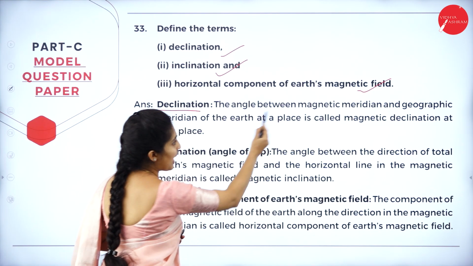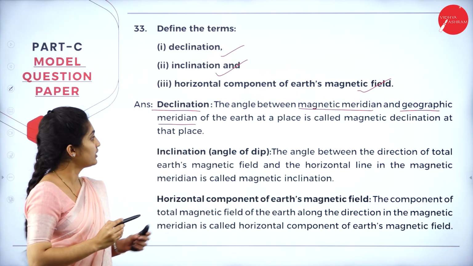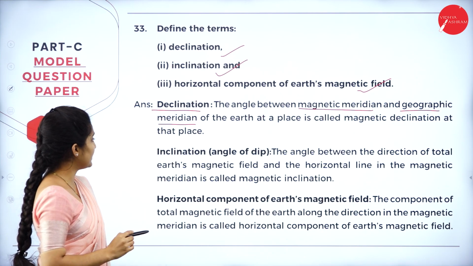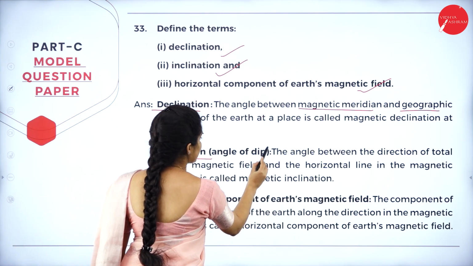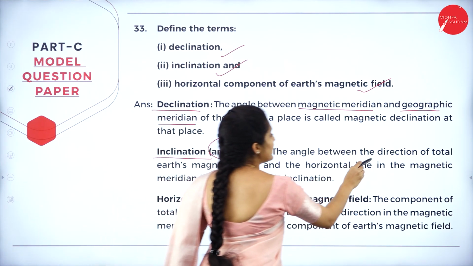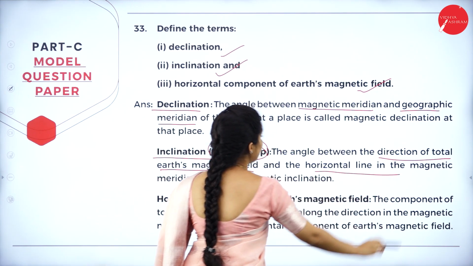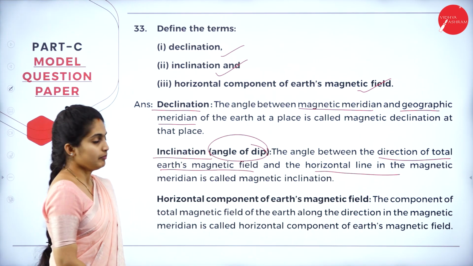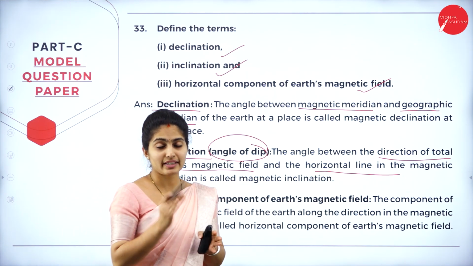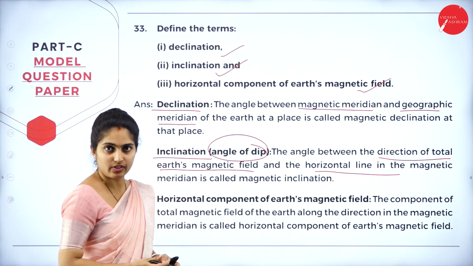Declination: the angle between magnetic meridian and geographic meridian of the earth at a place is called magnetic declination. What is inclination? Inclination is also known as angle of dip. That is the angle between direction of total Earth's magnetic field and horizontal line in the magnetic meridian, called the magnetic inclination. All these are done to you in Magnetism and Matter chapter, so you can just get back to the session and check this concept.